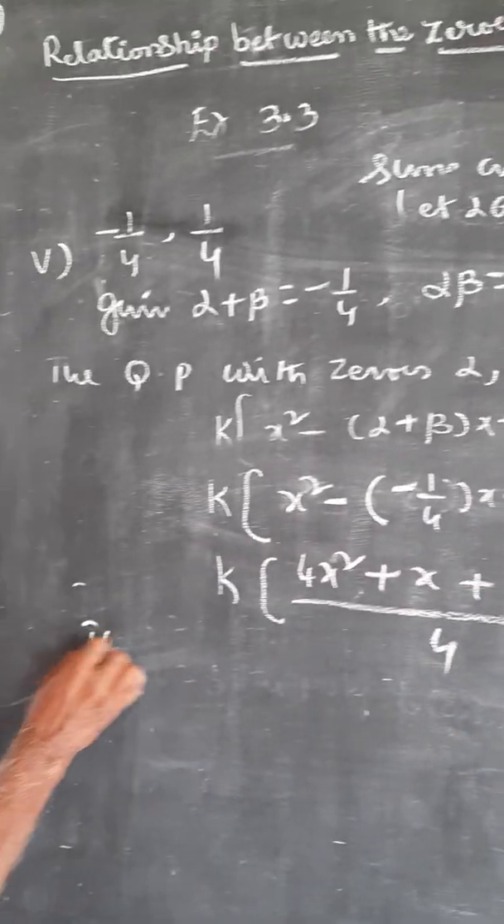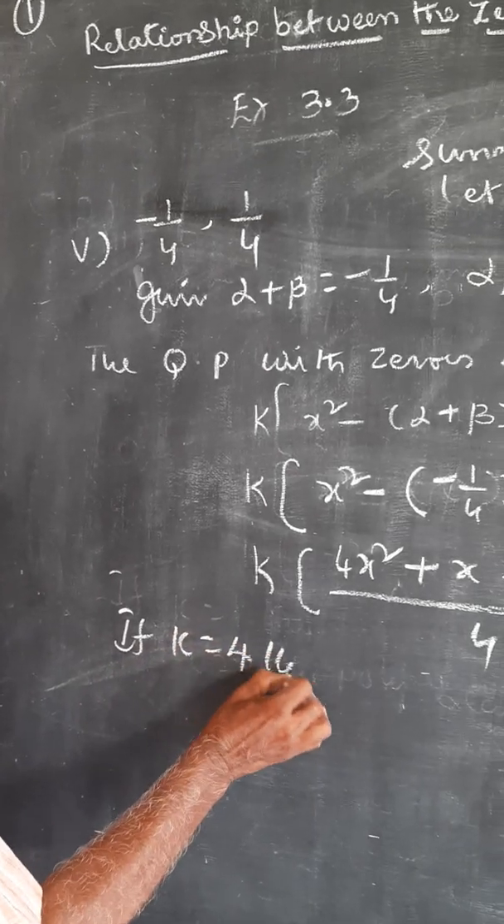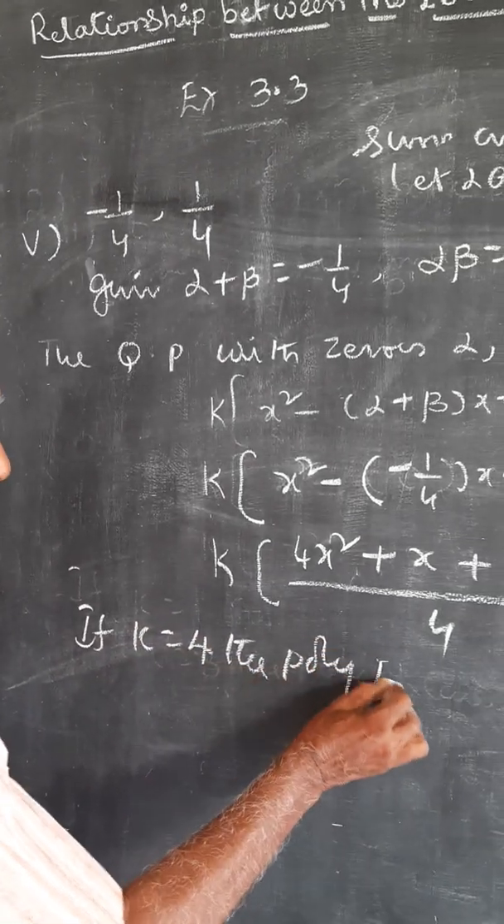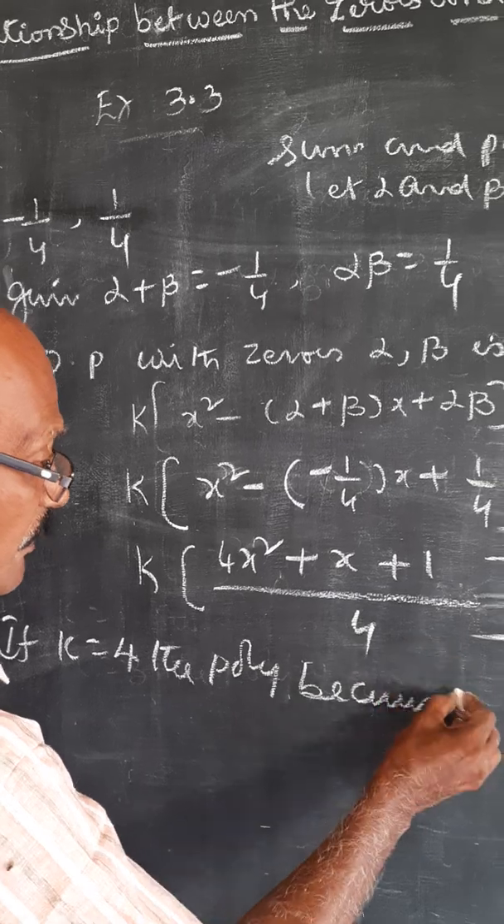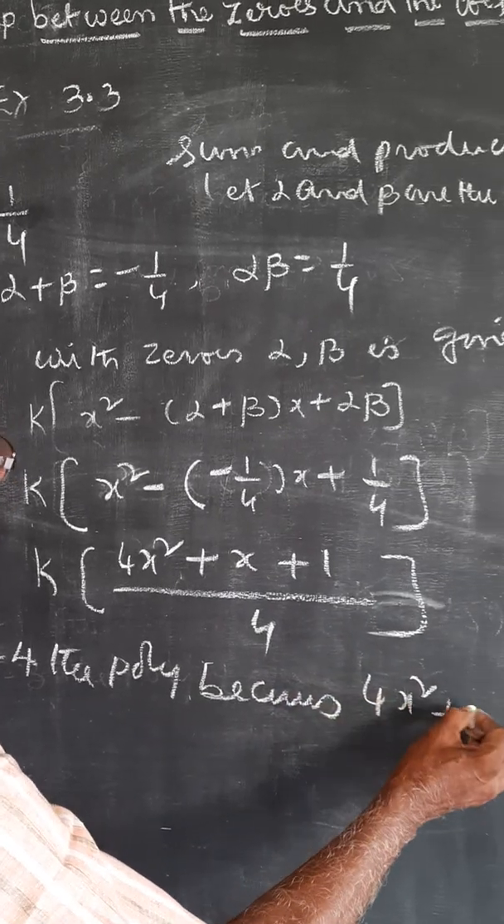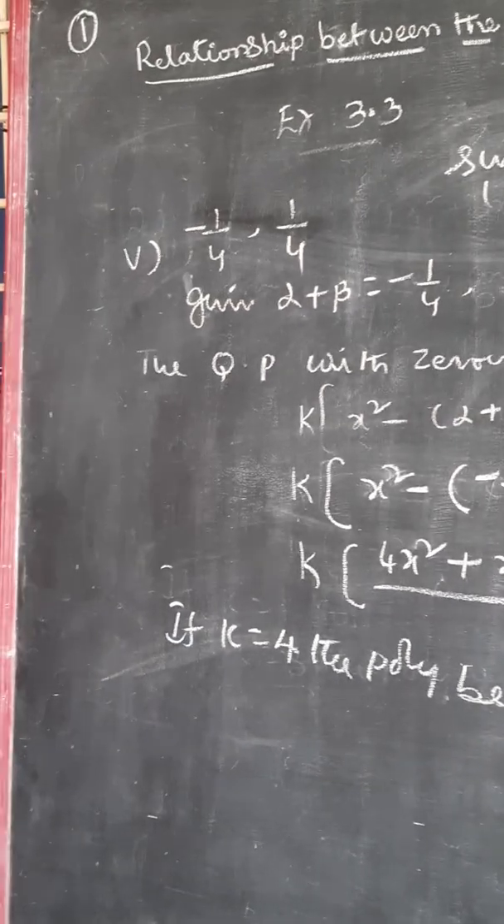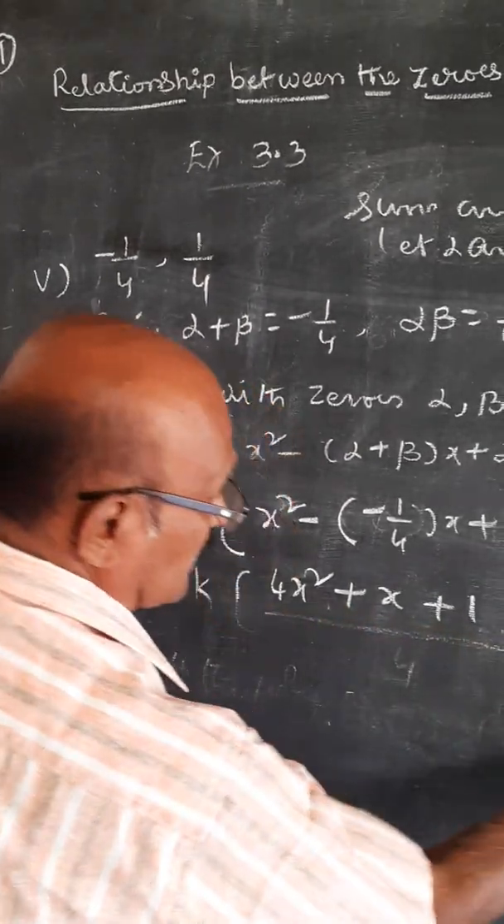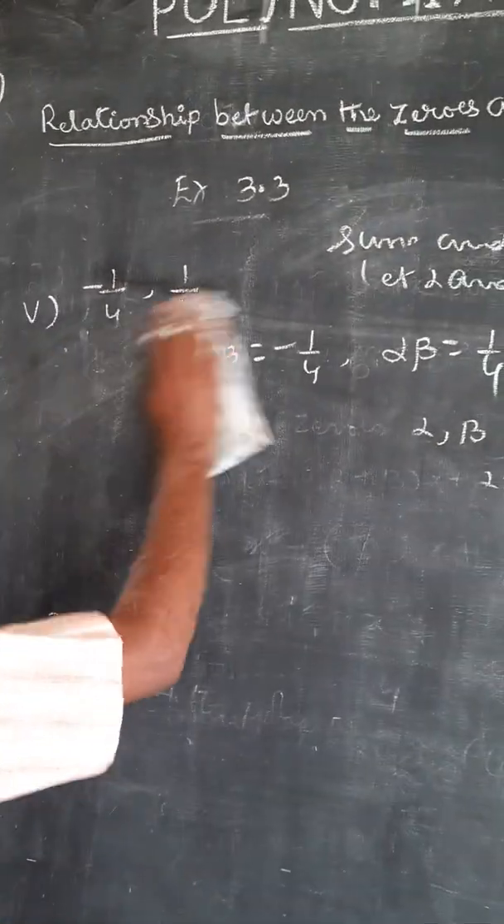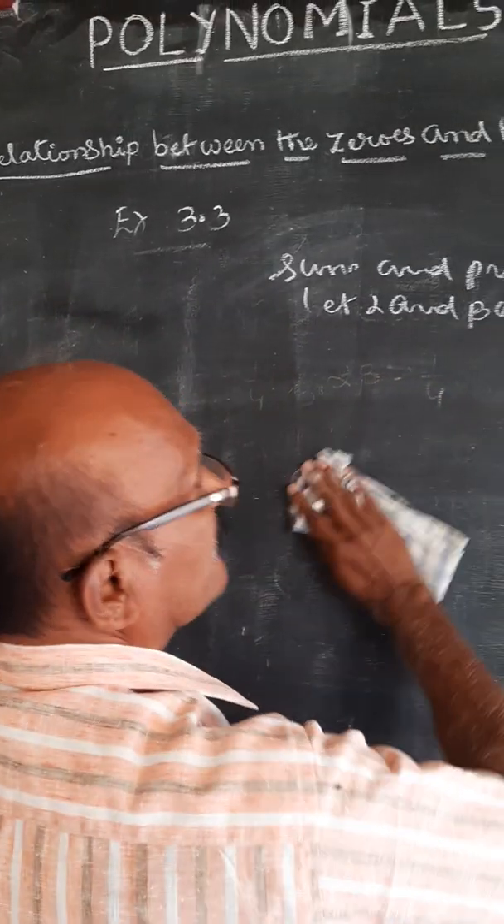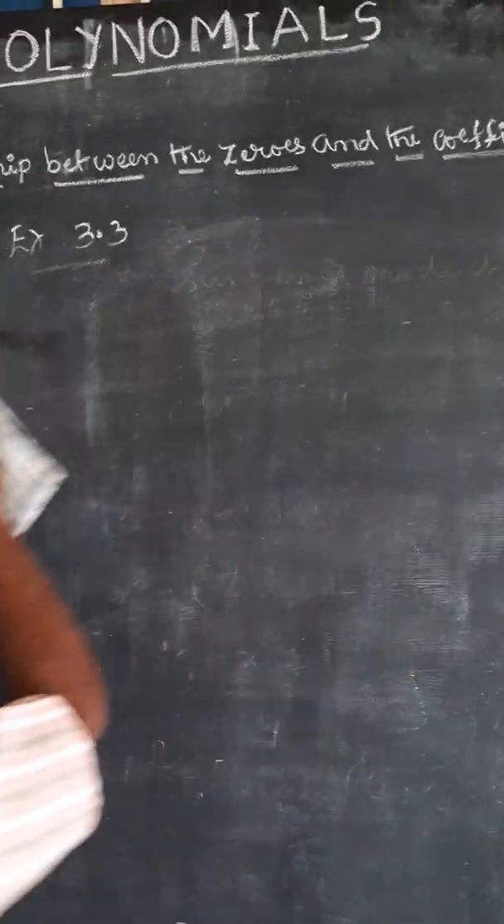If k is equal to 4, the polynomial becomes 4x² + x + 1. This is the second problem. In the second problem, the sum of the zeros and the product of the zeros are given, and we will find the quadratic polynomial.